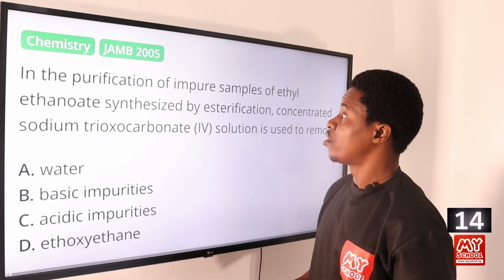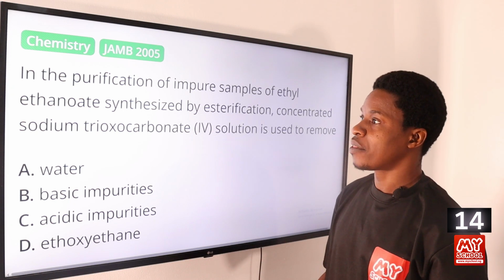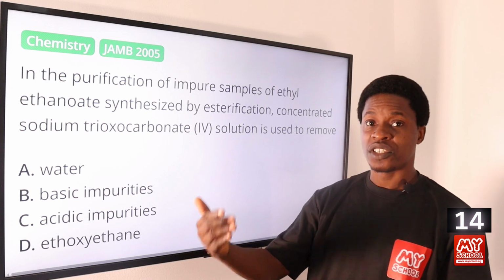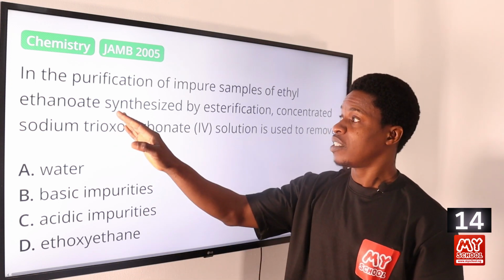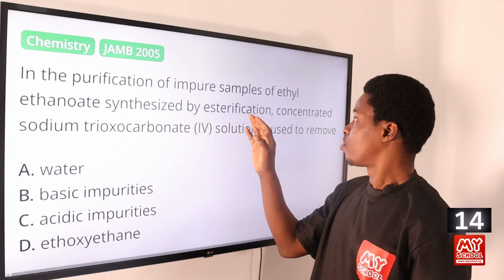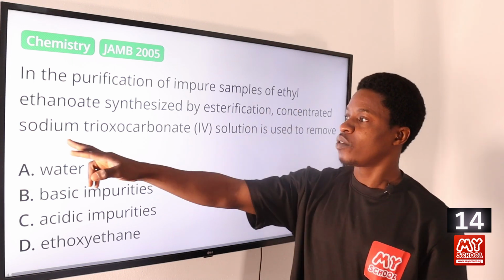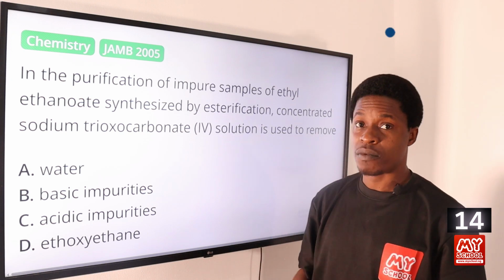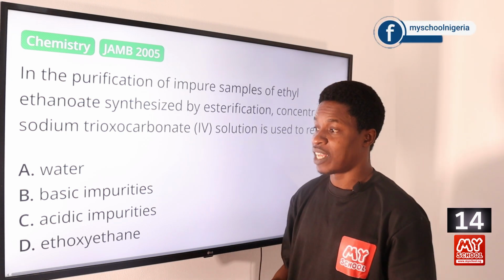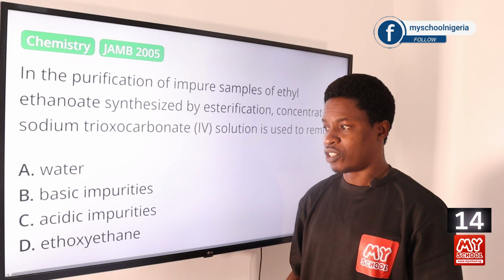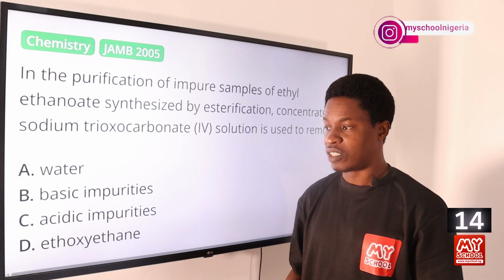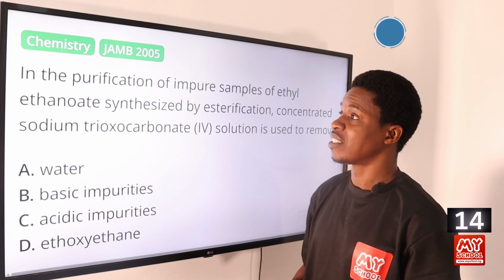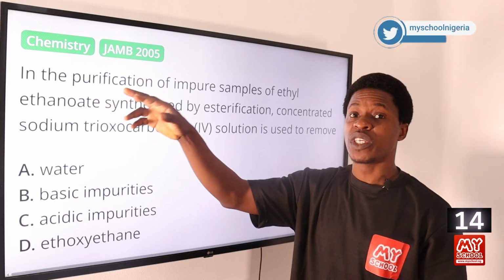In the purification of impure samples of ethyl ethanoate, of course that's an ester, synthesized by esterification, concentrated sodium trioxocarbonate(IV) solution is used to remove what? Option A is water, option B basic impurities, option C acidic impurities, option D ethoxyethane.